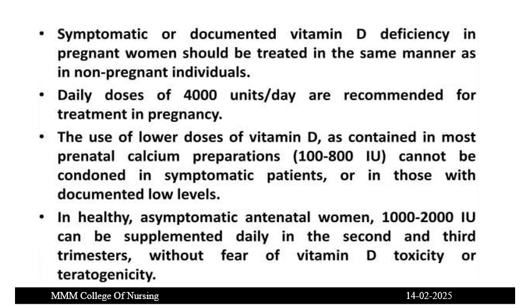If there is a documented deficiency, meaning the mother has undergone a vitamin D serum test and it shows that vitamin D is low, then the treatment is different. Daily doses of 4,000 units per day are recommended for treatment in pregnancy in documented deficiency cases. Use of lower doses of vitamin D, like in prenatal calcium preparations, like Shelcal, those tablets are not enough in those cases. In a healthy asymptomatic woman, 1,000 to 2,000 international units can be supplemented daily in the second and third trimester without fear of vitamin D toxicity or teratogenicity.